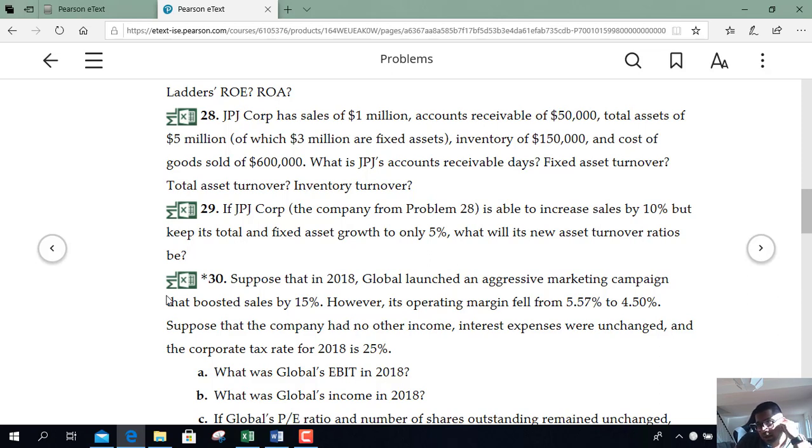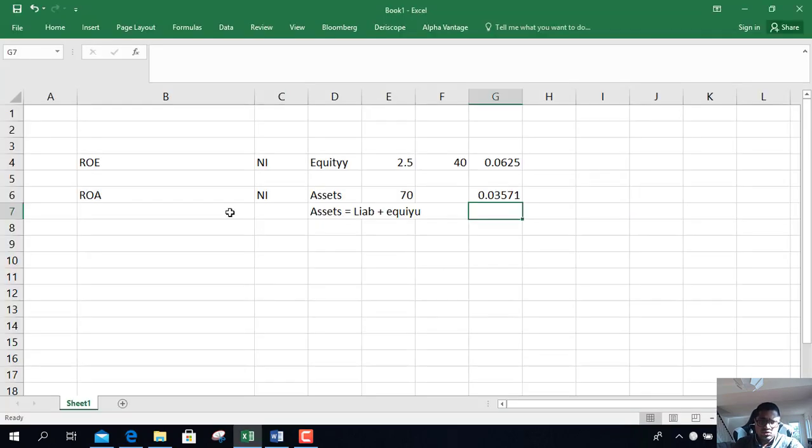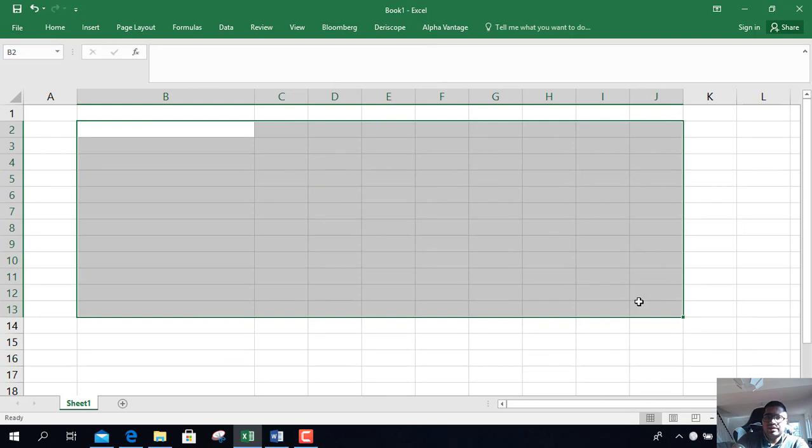Okay, let's do 28 now. JPG Corp has sales of $1 million, accounts receivable of 50,000, total assets worth 5 million, of which 3 million are fixed assets, inventory 150,000 and cost of goods sold 600,000. What is JJ's accounts receivable days, fixed asset turnover, total asset turnover and inventory turnover? So they are asking you 4 things. So let's note down how to calculate each one of them and then do it.